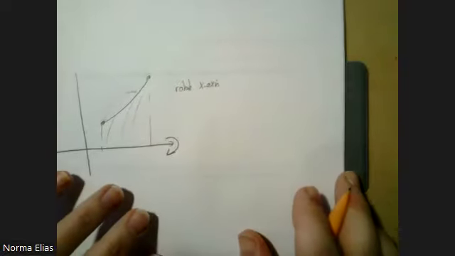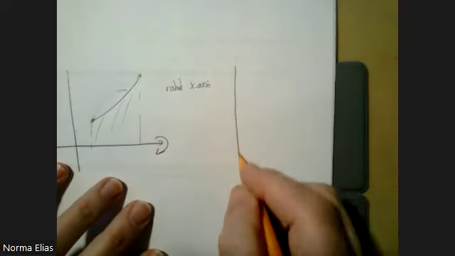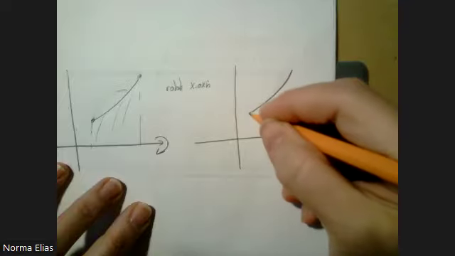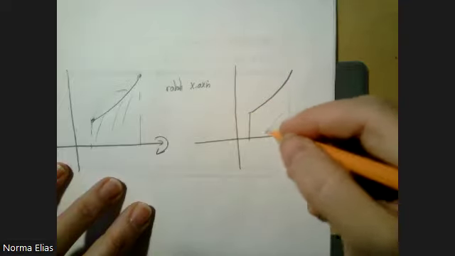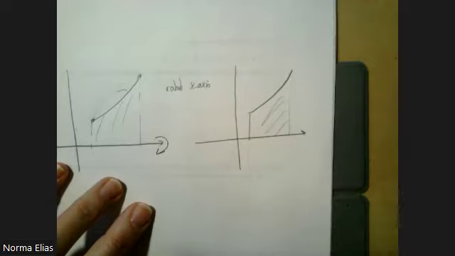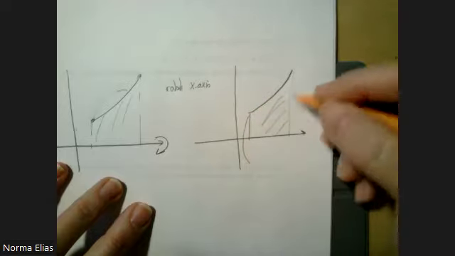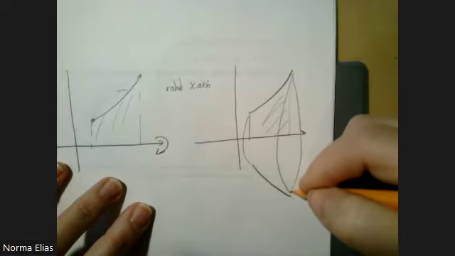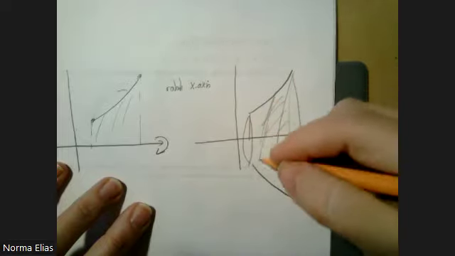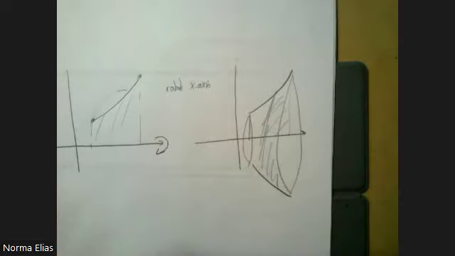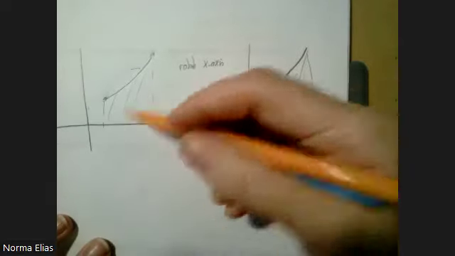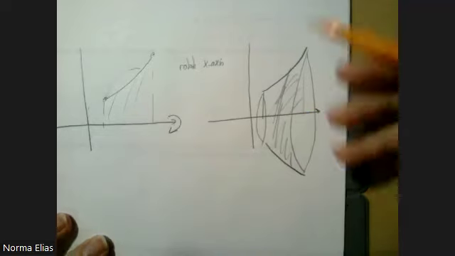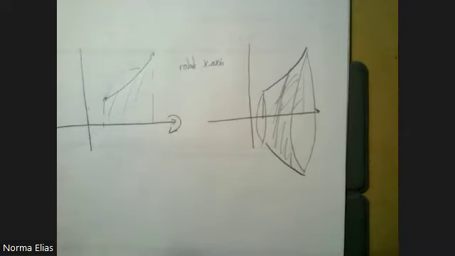So I take it and I rotate it. This is the rotated picture. So I rotate the whole region. This is full. So when I'm rotating it, I'm getting a solid which is full inside. So I'm going to get something like that. All right. So the question is, how can I find the volume of this region? So this is a big solid. How can I find the volume of the solid?